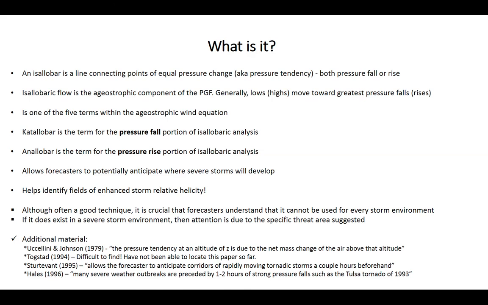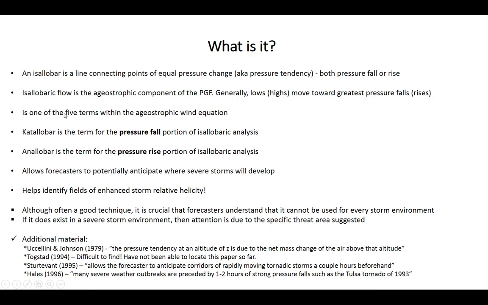Isallobaric flow is the ageostrophic component of the pressure gradient force. This is getting a little scientific, but of course that's okay here. Generally speaking, that's what it's considered, the ageostrophic component of the PGF. Generally speaking, lows or highs move toward the greatest pressure falls or rises. This is a way you'll see the terminology in a lot of literature. The low is associated with falls, right? And the high is associated with rises. That's how you can look at that.